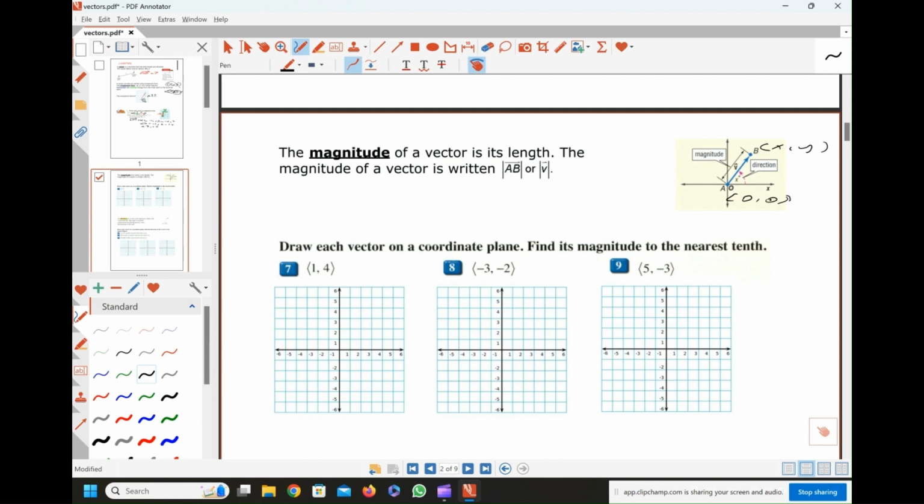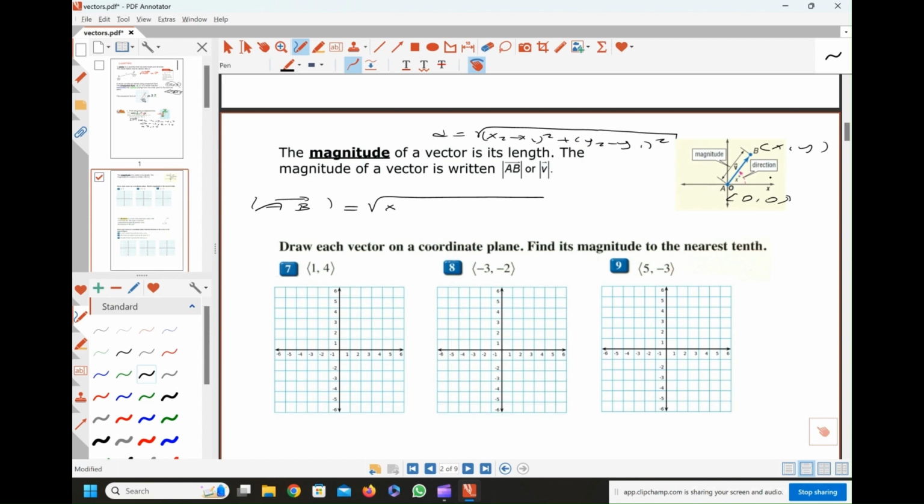Maybe you remember the distance formula from grade 10. So according to the distance formula, we are going to take the square root of x2 minus x1 squared plus y2 minus y1 squared, all under the radical. That's what the distance formula is.